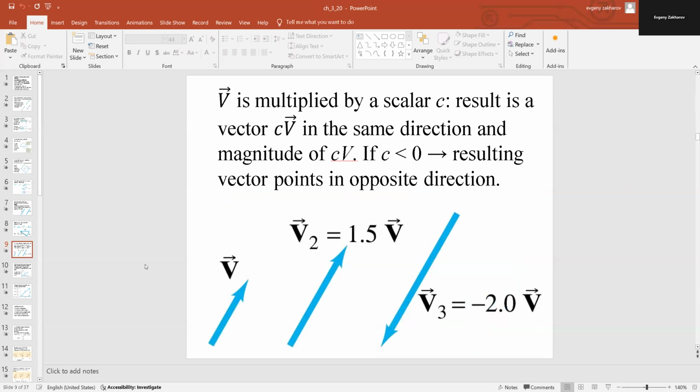Now, one last operation with vectors for this chapter is multiplying a vector by a scalar. Scalar is just a number, no direction. But scalars can be of two types. Can be positive or negative. And if this is your original vector, v, and you want to multiply this by, say, positive 1.5.